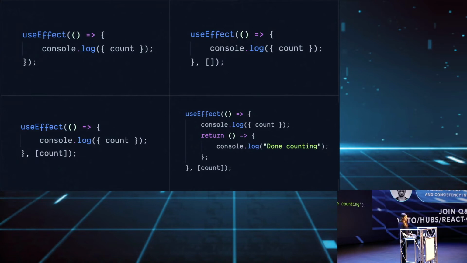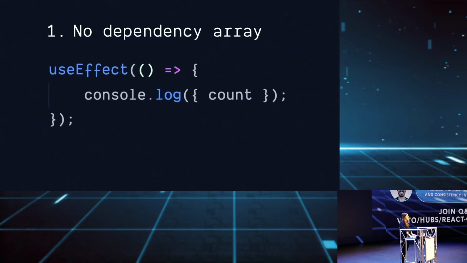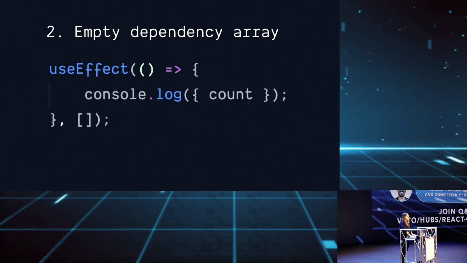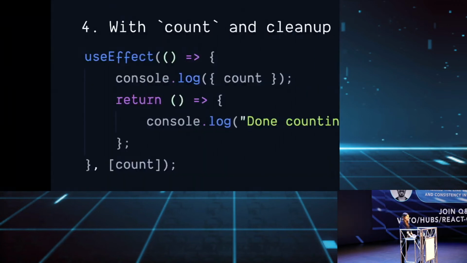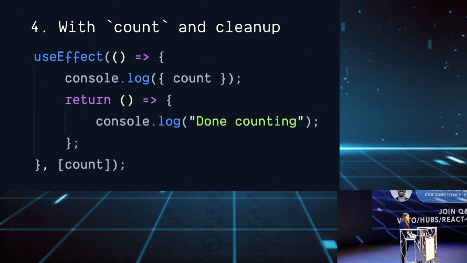So here's 4 different versions of the useEffect hook, which are each going to behave differently when they execute in the browser. The first has no dependency array. The second has an empty dependency array. The third has the dependency count. And the fourth also has count as a dependency, and it also runs a cleanup function.